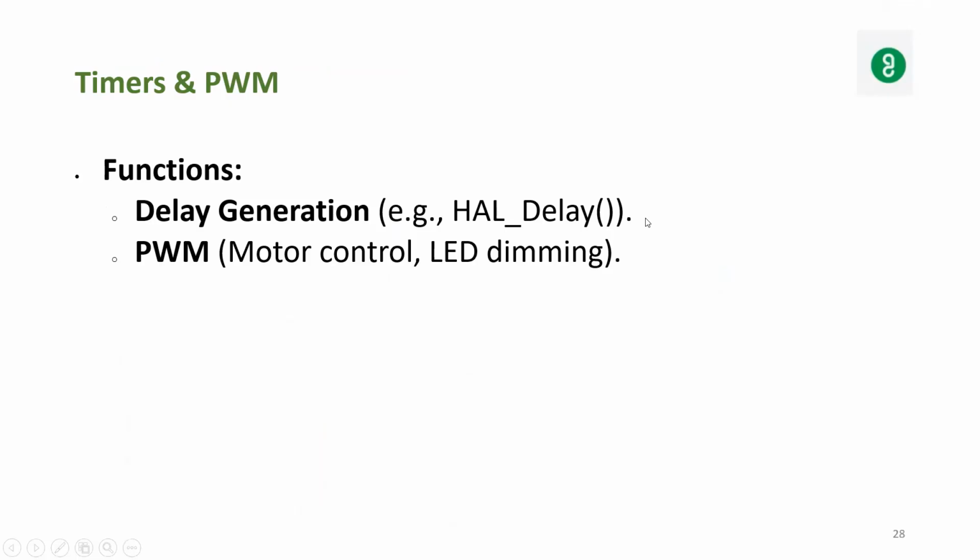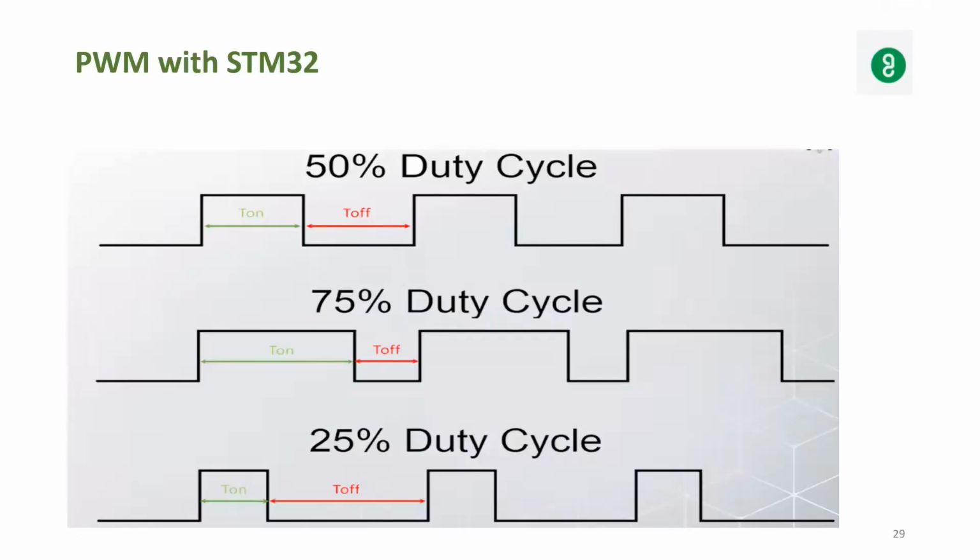Timers and PWM. The main purpose is that you can generate delay, and you can go for functions like pulse width modulation, motor control, and LED dimming. Okay, these are the things that are used.